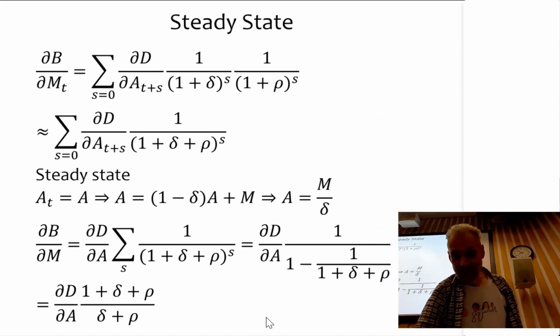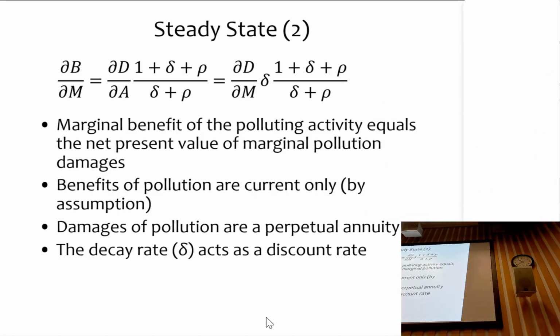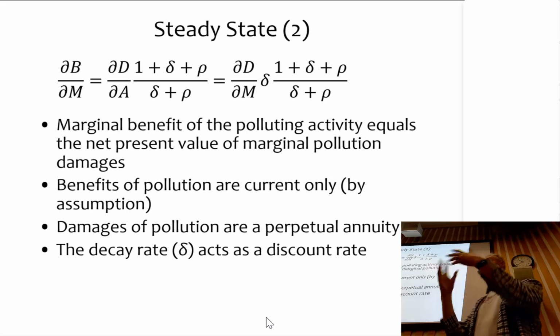And what we have is that the marginal benefits of pollution activity, the B, the M, equals the marginal costs of pollution, the D, the M, times delta times 1 plus delta plus rho over delta plus rho. And essentially what we have is the same thing as we used to have: marginal costs equal marginal benefits, or the marginal benefits of creating pollution should equal the marginal damages of that pollution.